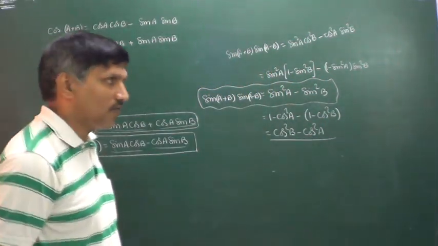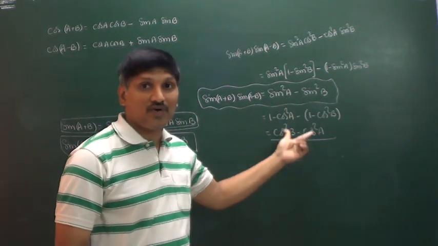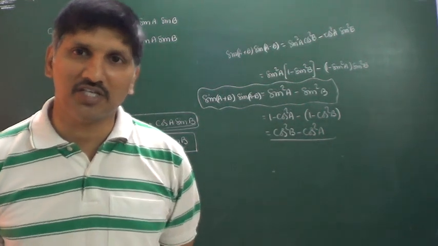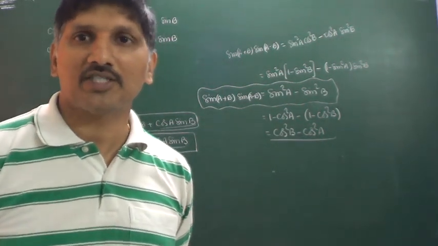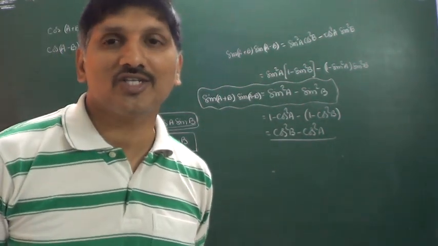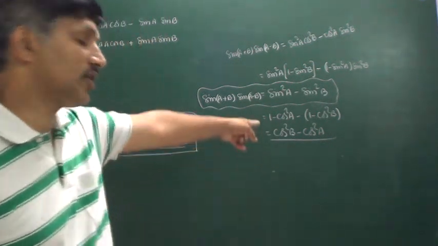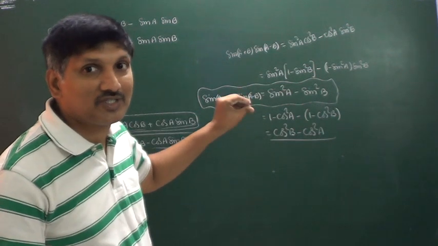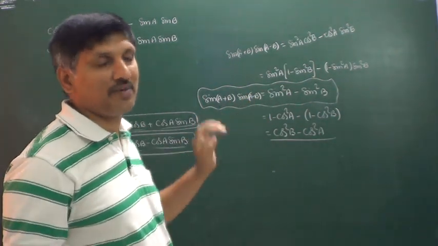Two formulas: one is in terms of sin, the other in terms of cos. Sin(A+B) into sin(A-B) is equal to sin²A minus sin²B or cos²B minus cos²A. That is the multiplication of sin(A+B) into sin(A-B).